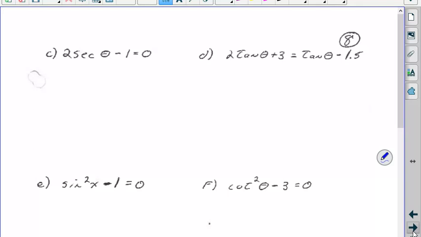Now, what happens if I give you them in slightly different forms? I give you an actual equation that is equal to 0. Well, treat it the same way. 2 secant theta minus 1 is equal to 0. I can solve this so secant theta is equal to 1/2. Here's something we can do. We might have secant at 1/2, but let's just flip both sides. Cosine theta is equal to 2.